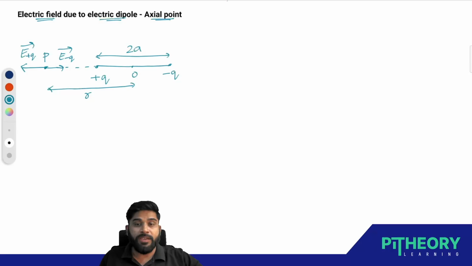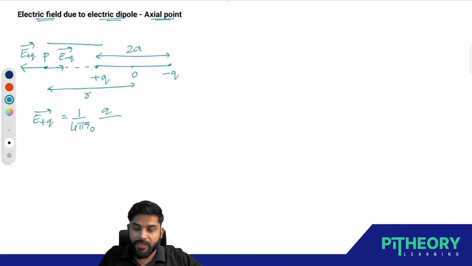All right. So we can write the equation for the electric field due to both the charges. We may write E plus Q as equal to 1 by 4 pi epsilon 0 times the magnitude of the charge Q divided by the distance from the charge plus Q to the point. What will that distance be? It will be R minus A, correct? So we have to take R minus A the whole square, right?